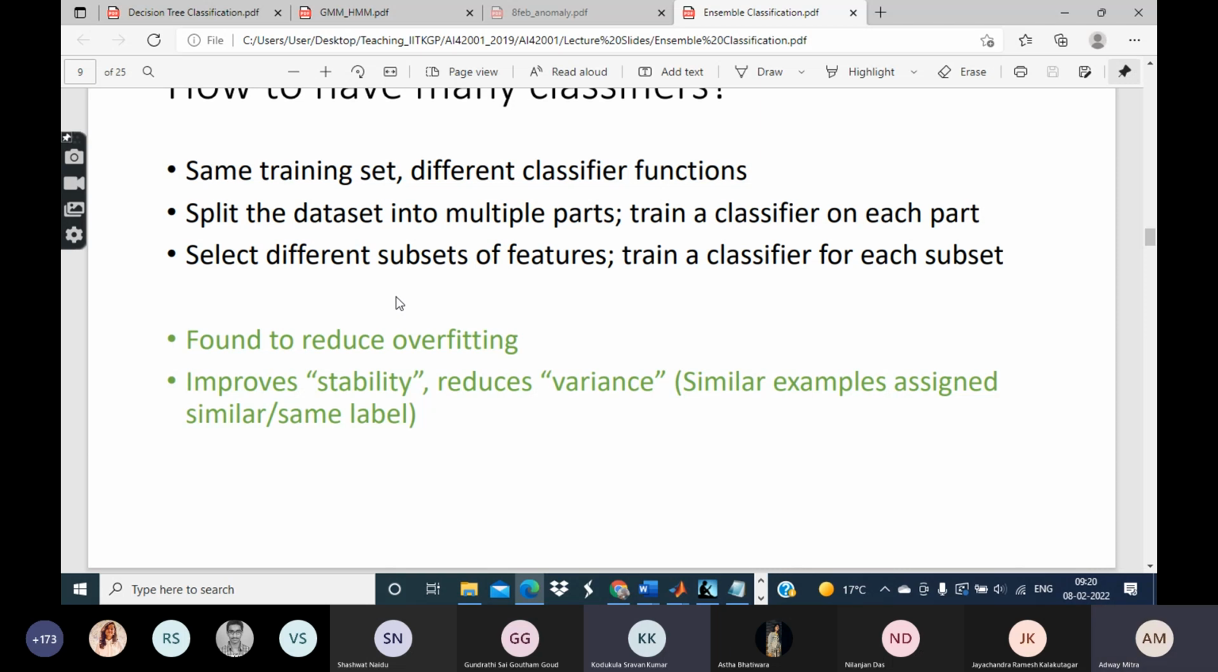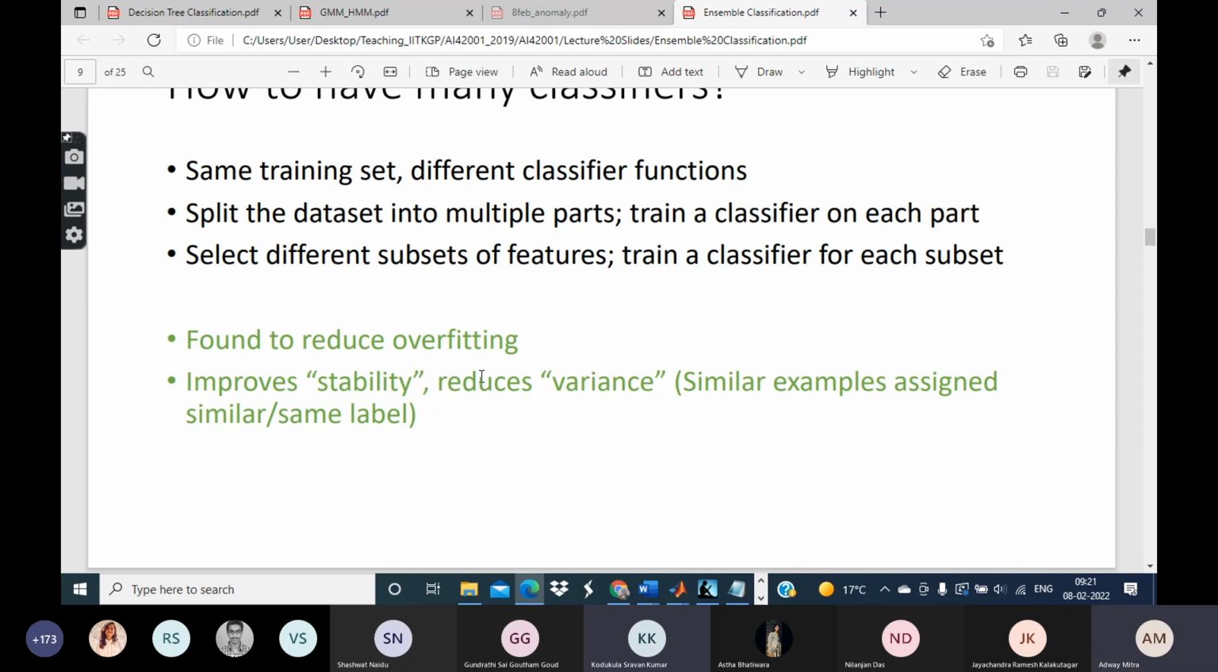Variance means what? Bias and variance you may have come across at some point. A situation where there is high variance basically means that examples which have similar feature vectors can be classified with different labels. That is, the predictions vary significantly, even if the features don't vary so much. That's basically the idea of variance. So we find that if we do this kind of thing, then such variance reduces.